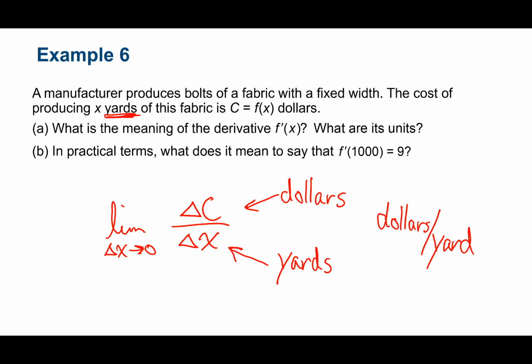That would be our units. Because the top's in dollars, bottom's in yards, so dollars per yard. And then C is our cost function. So we're talking about how our cost function changes based on how the yards of fabric we're producing changes.